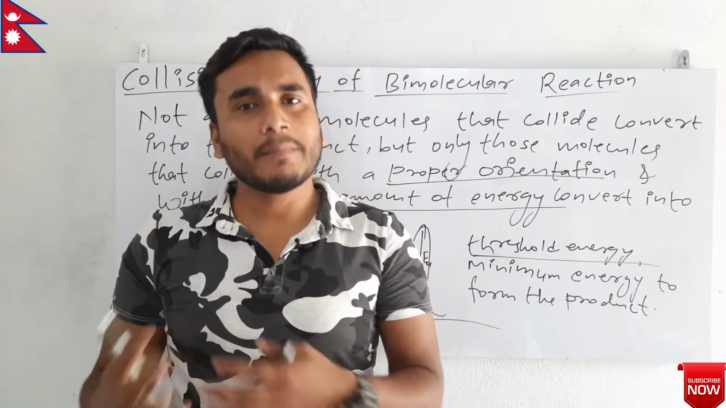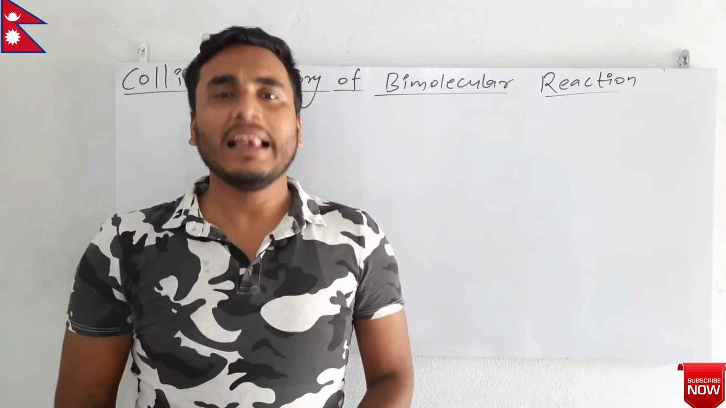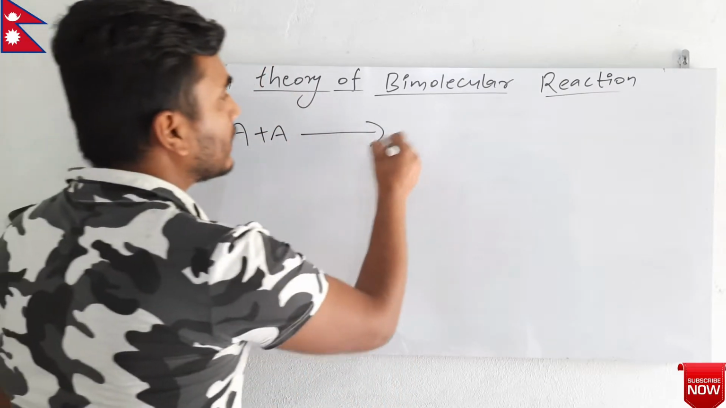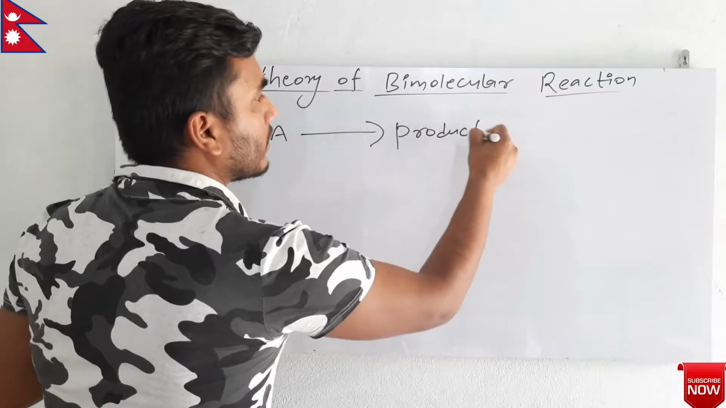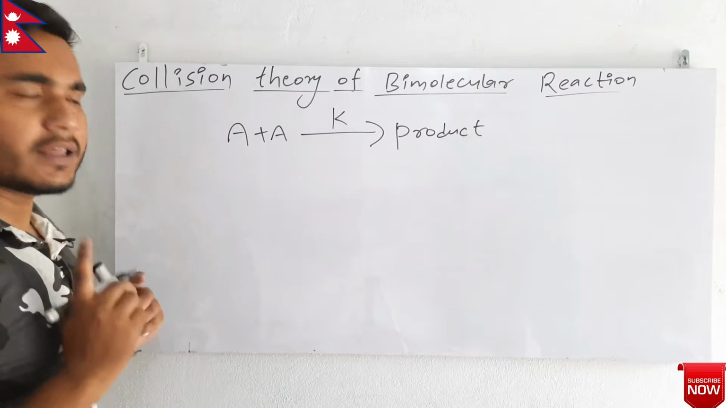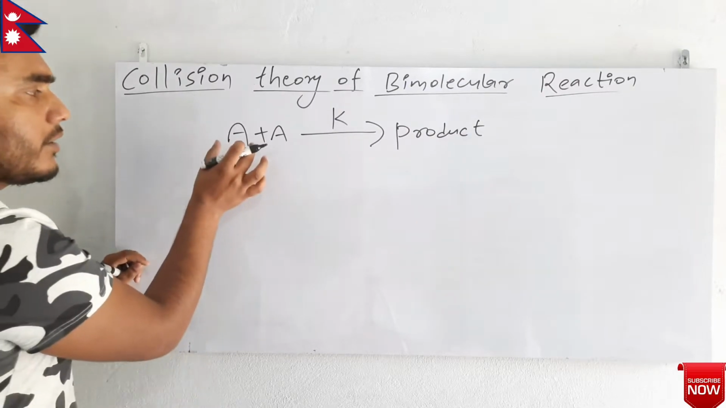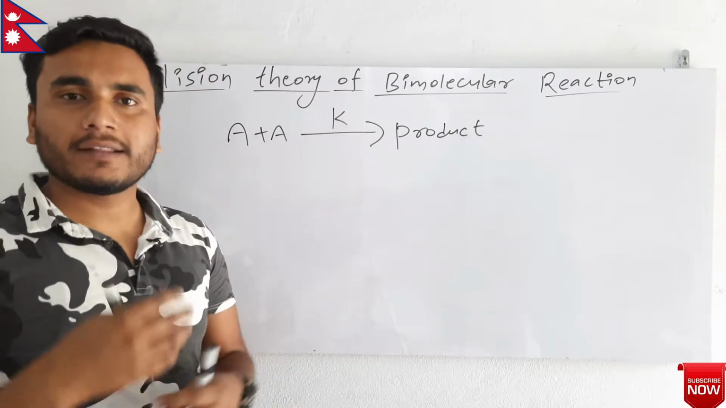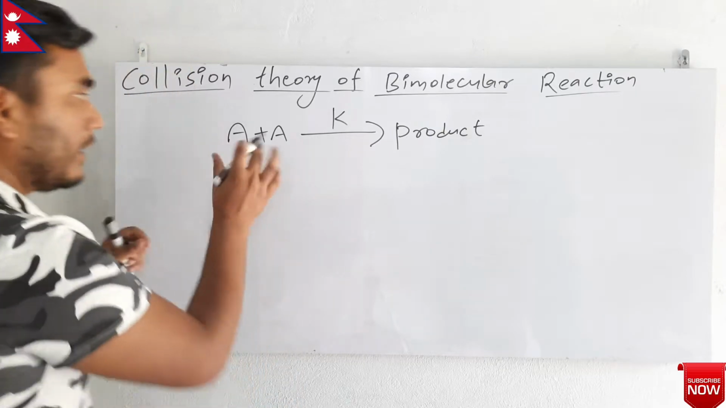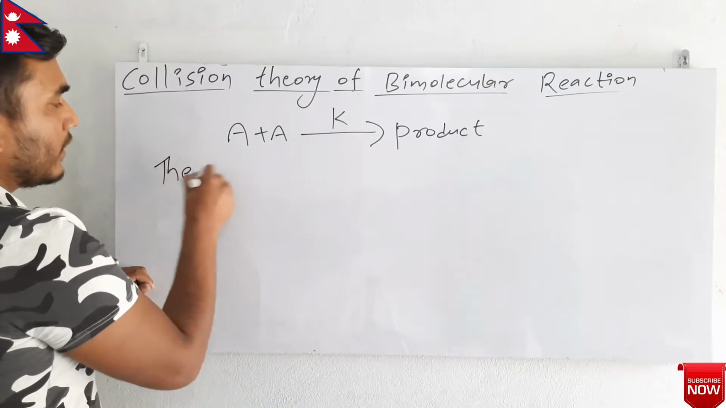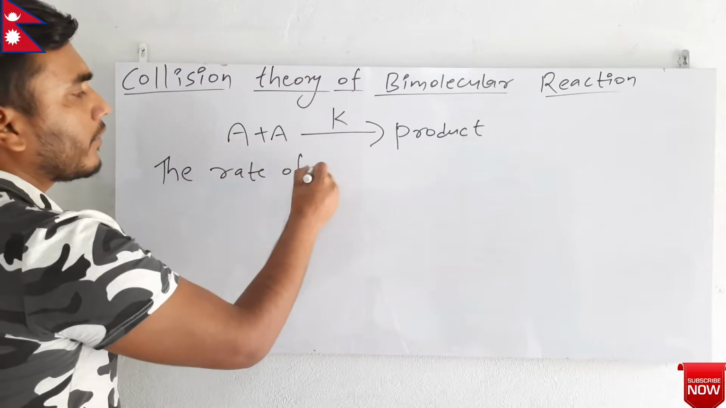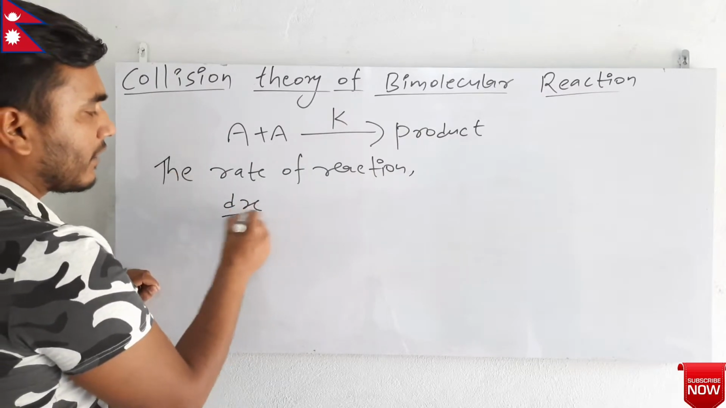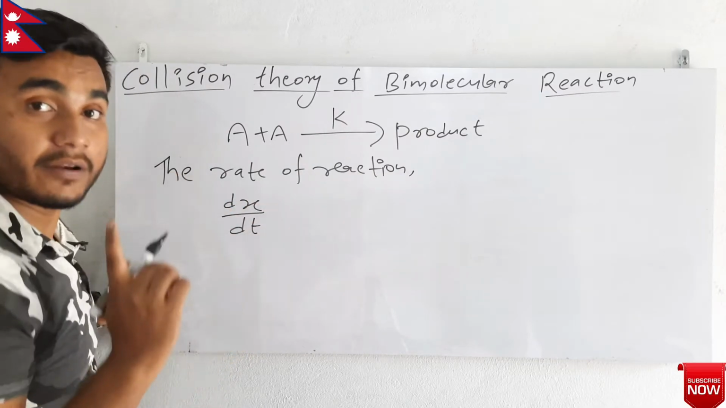Now let's see its mathematical derivation. Let us consider a general reaction of the type A plus A giving the product, and the rate constant over here is K. Now we are considering the same kind of reactants. It will be easy for us to do the calculation if we consider the same kind of reactants. From this reaction we can calculate the rate of reaction. Here the rate of reaction can be written as dx by dt. Dx by dt is the notation of rate of reaction, right?